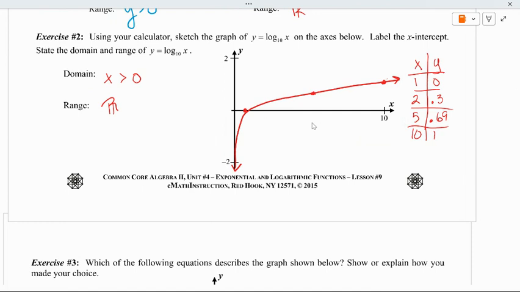So I have the ordered pairs (1, 0), (2, negative 3), (2.3, 5.69), and (10, 1). Those are approximations. Those are like rounding, okay?